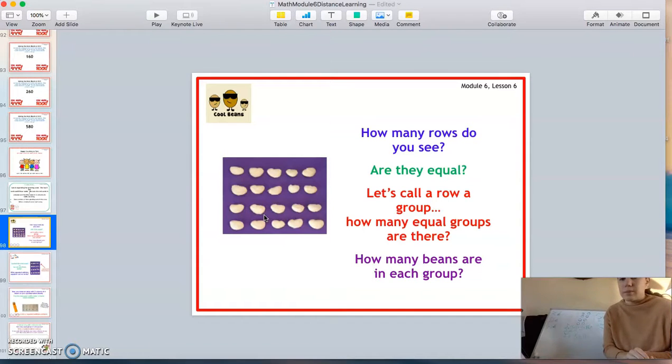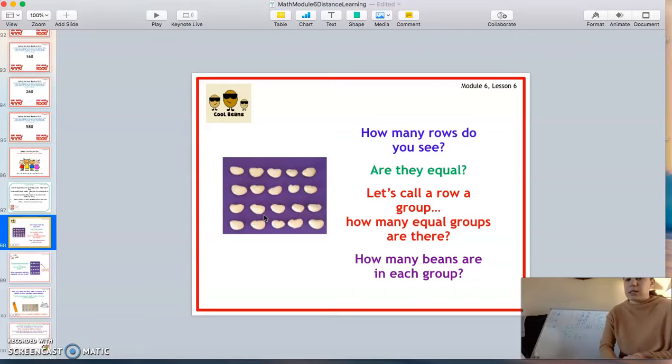What if you count them by, so they wanted to call the rows a group, but what if you did it by columns? They don't ask this question, but what if we did it that way? Are they still equal? Yes, they each have 4 beans in them.